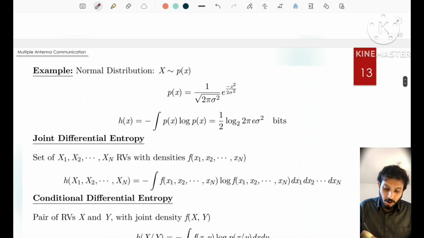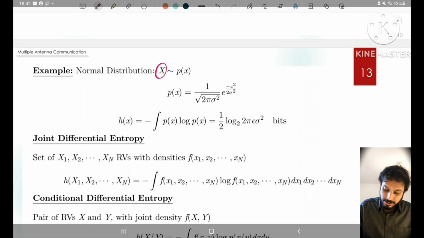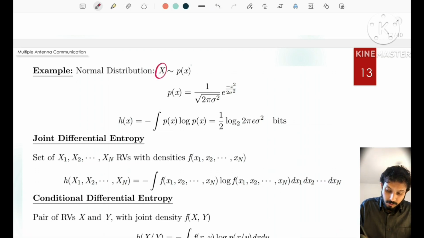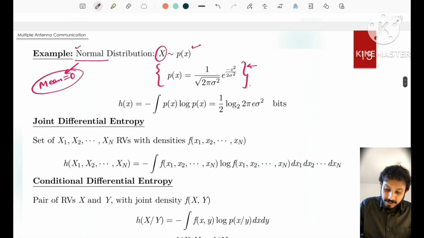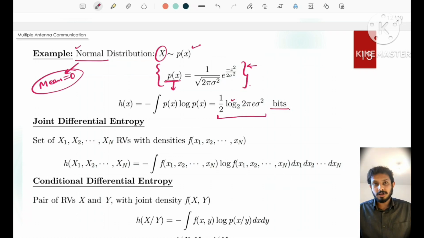The next is the normal distribution, when x is distributed according to the normal Gaussian distribution with mean equal to 0. When mean is equal to 0, we say it is normal distribution and it is represented in this particular way. And if we substitute this probability density function into the entropy form, we get 1 by 2 log 2 2 pi e sigma square bits, since we are talking about log 2.